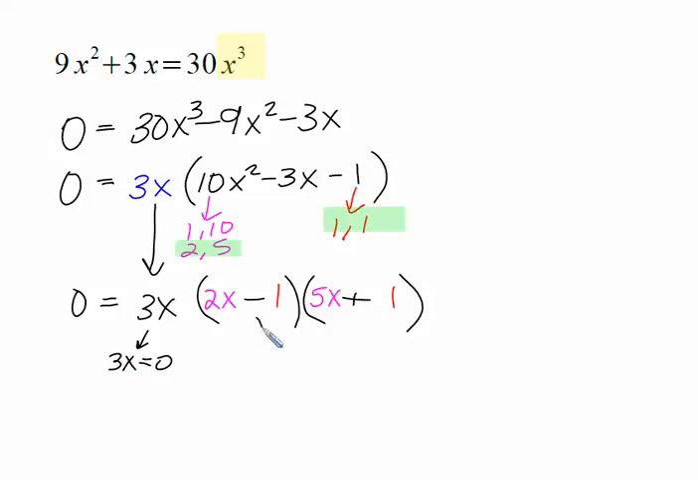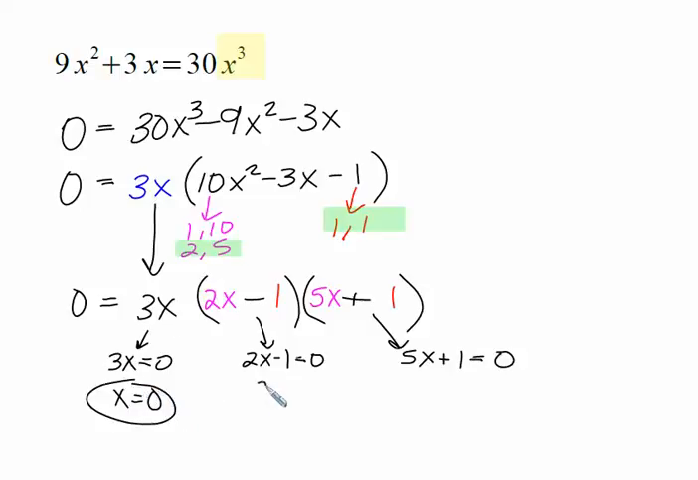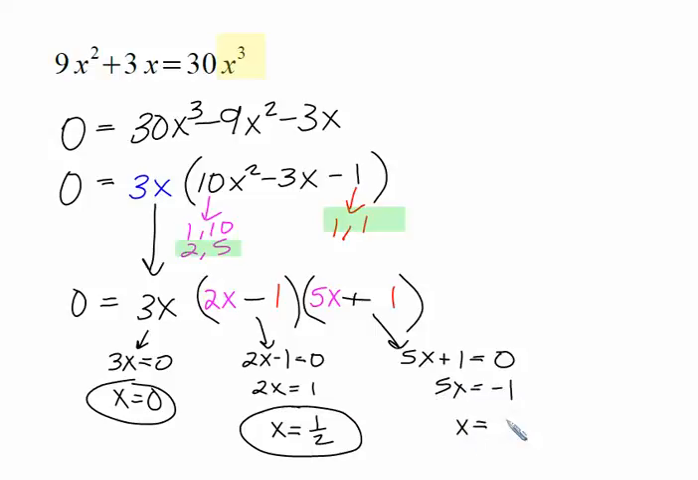So set 3x equal to 0, set 2x minus 1 equal to 0, and set 5x plus 1 equal to 0. And then we're solving for x. Here, it's just going to be x equals 0. Over here, we would have 2x equals 1. And when we divide both sides by 2, x is a half. And for the final item, x is going to be equal to negative 1/5 once we solve.